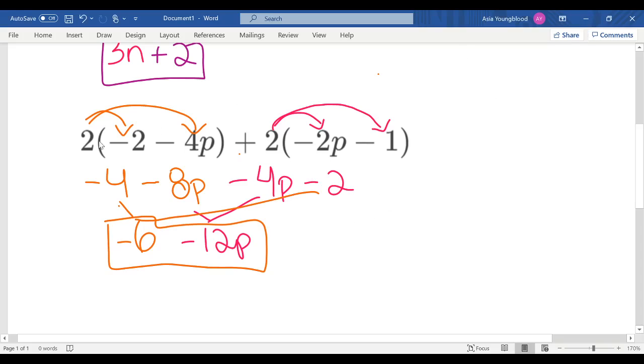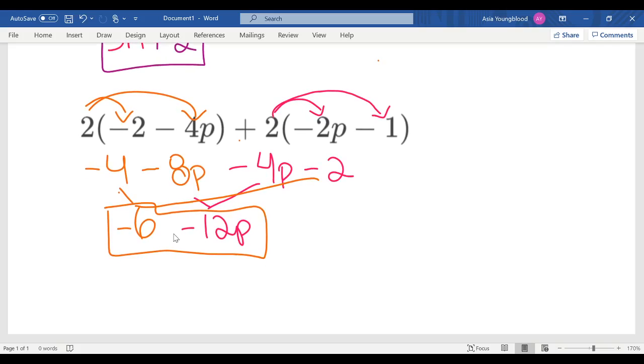So my students in class, just help me finish up this problem. We distributed the 2 into the parentheses to get 2 times negative 2 is negative 4. 2 times negative 4p gets us negative 8p. And then we distributed this 2 into this part of the parentheses. So 2 times negative 2p got us negative 4p. 2 times negative 1 got us negative 2.